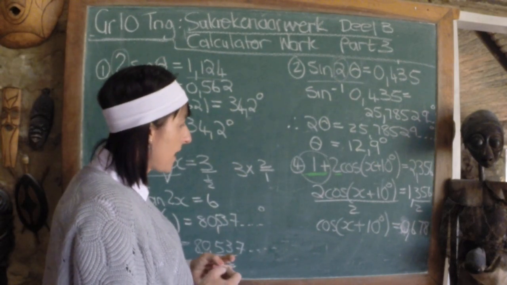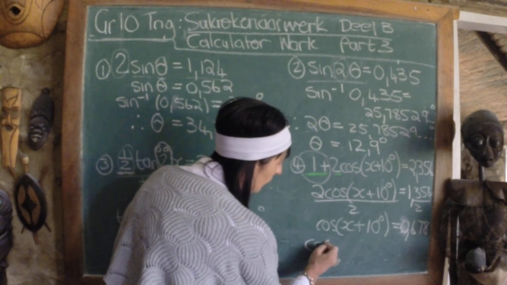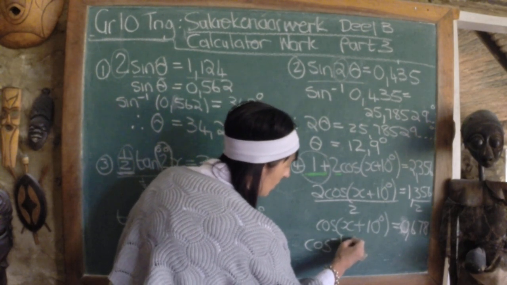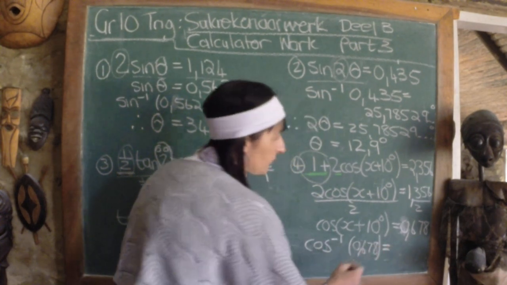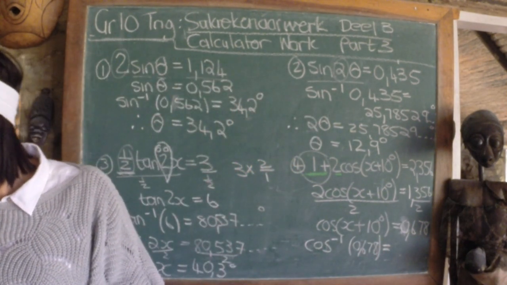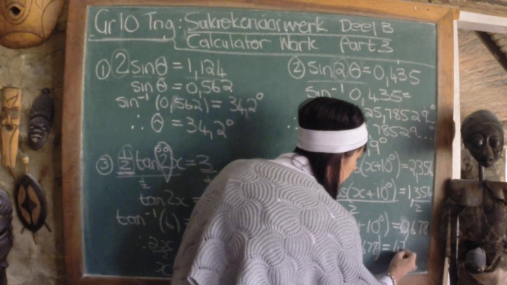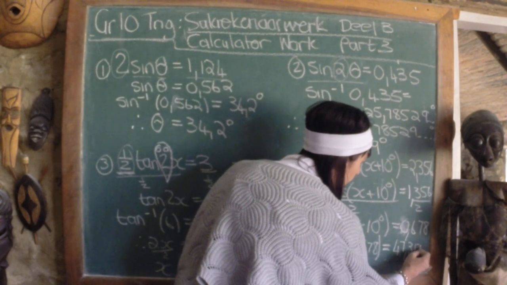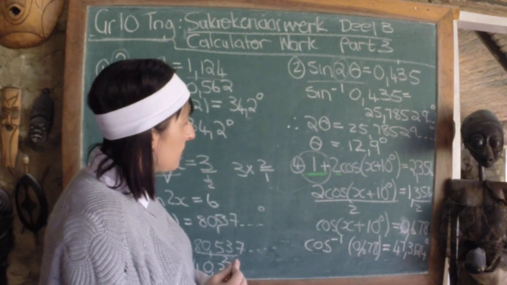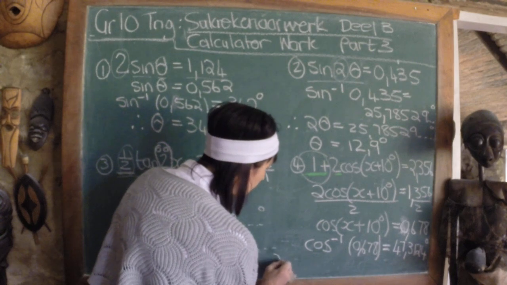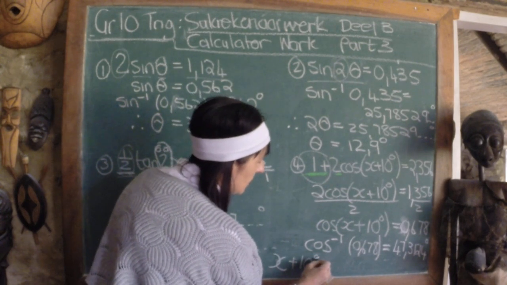And now I'm going to put my calculator in trig mode. I'm putting it in reverse mode of 0,678 and I write out the whole answer without rounding. 47,3124. Write out the whole answer because that's now x plus 10. X plus 10 degrees equals 47,3124.